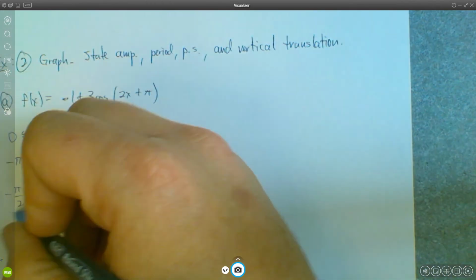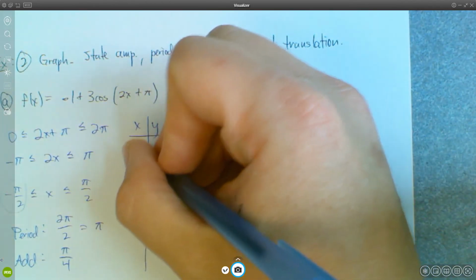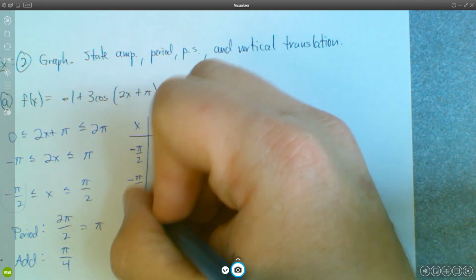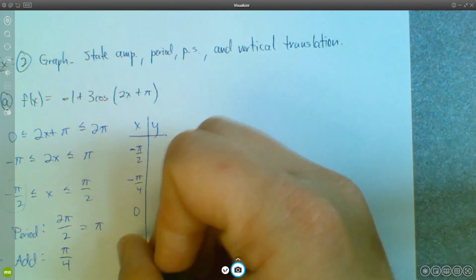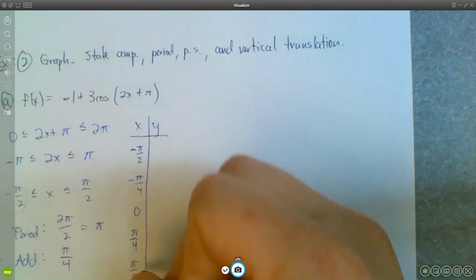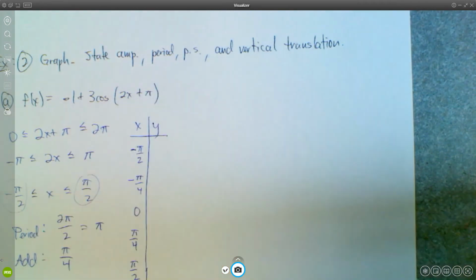I'm starting at negative pi over 2. So negative pi over 2, and if I add pi over 4, I'm going to get negative pi over 4. And if I add pi over 4 again, I'm going to get 0. And then again, and then again. And sure enough, I end up at my stopping point, right?